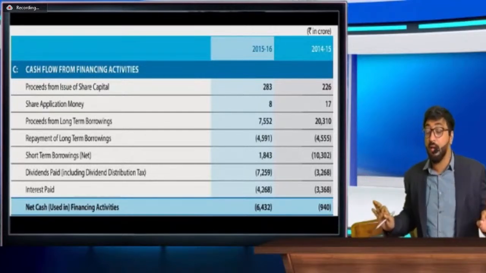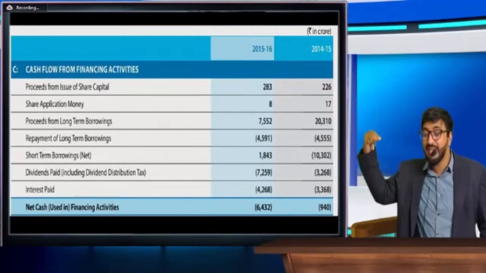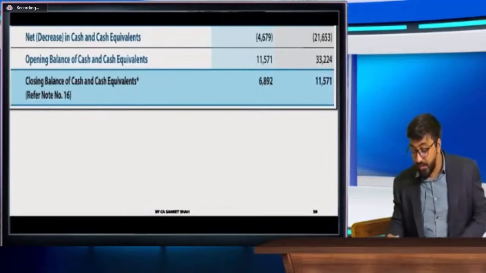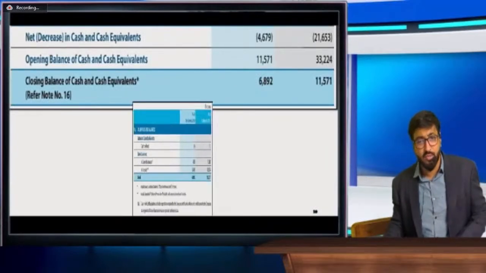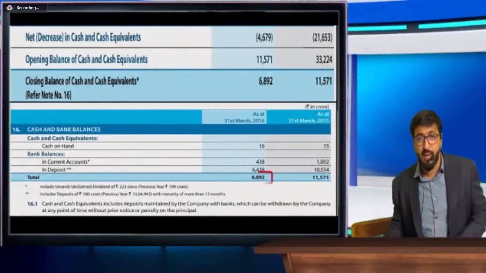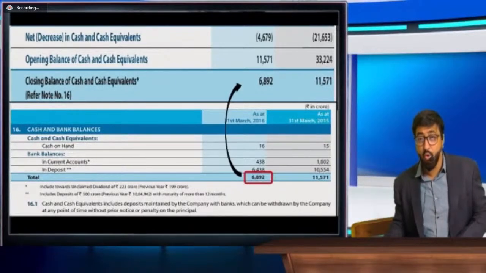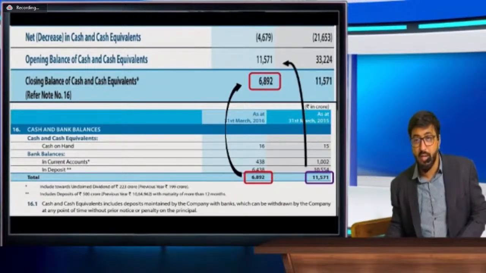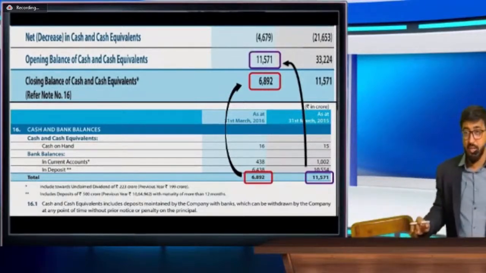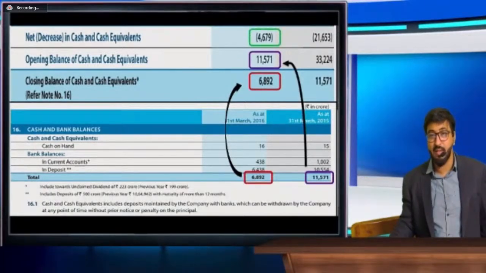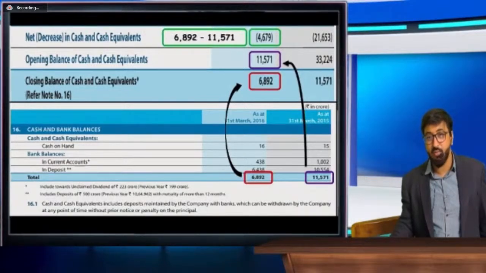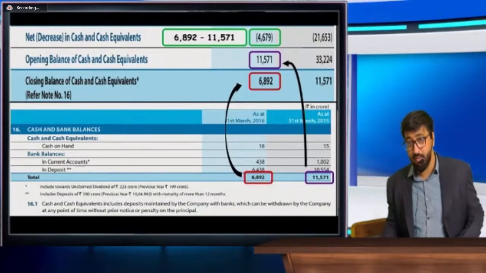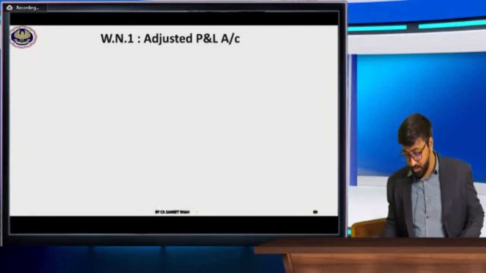Everything I have already cleared in your concept, how you are going to write your investing and financing activities. Okay. And after that, net increase or decrease in cash equivalent, opening balance and closing balance. So you can check this pro forma. The closing balance we are going to write over here from the balance sheet, and the opening balance we are going to write from the balance sheet, and the difference we will consider as 4679. There is a decrease in cash and cash equivalent, and you can get the answer: 6892 minus 11571. So this is the cash and cash equivalent, increase or decrease.